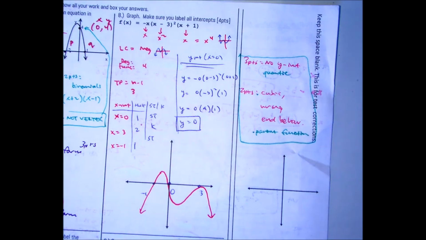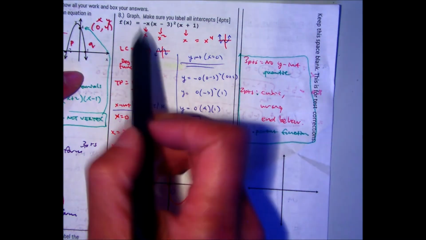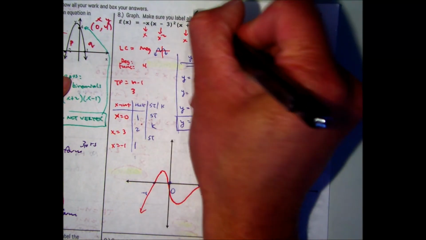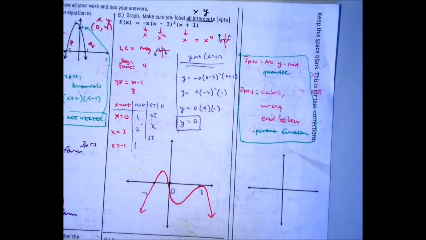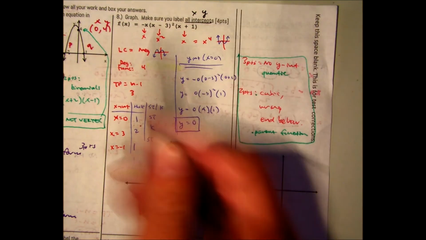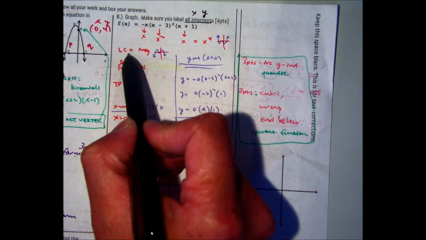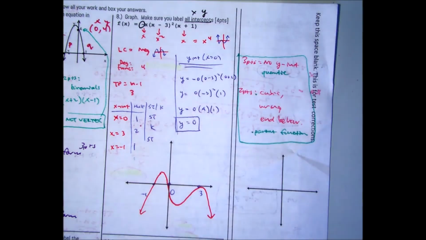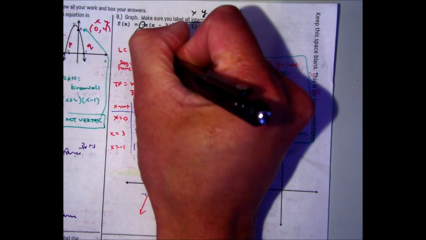For question number 8, graph and make sure you label all of the intercepts. Intercepts are both x and y. In the previous problem, number 7, I asked you just for the x-intercepts. For number 8, the first thing I want to do is look for leading coefficient. The leading coefficient just says look at if it's positive or negative. In this case, it's negative.